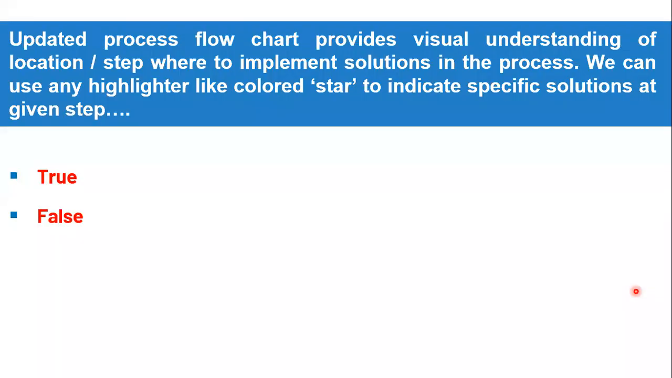Right, so quiz time. The question is: the updated process flow chart provides a visual understanding of the location or state where to implement solutions in the process. We can use any highlighter, like a colored star, to indicate a specific solution at a given state, so that people can very easily find those solutions on a process map, which will help them to implement the process steps and activities with added solutions. So is this true or false? The answer is, it is true.